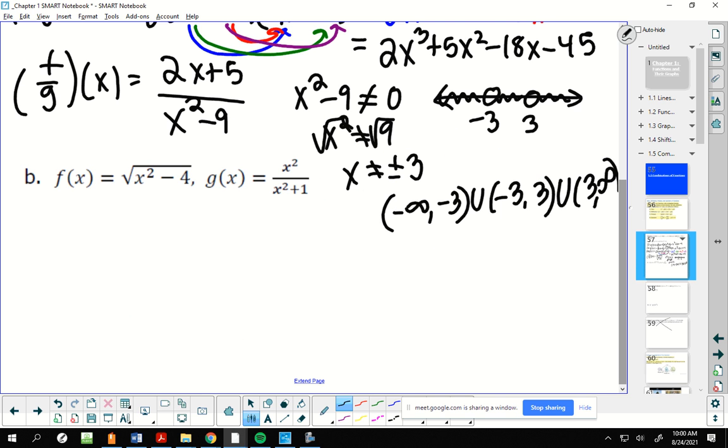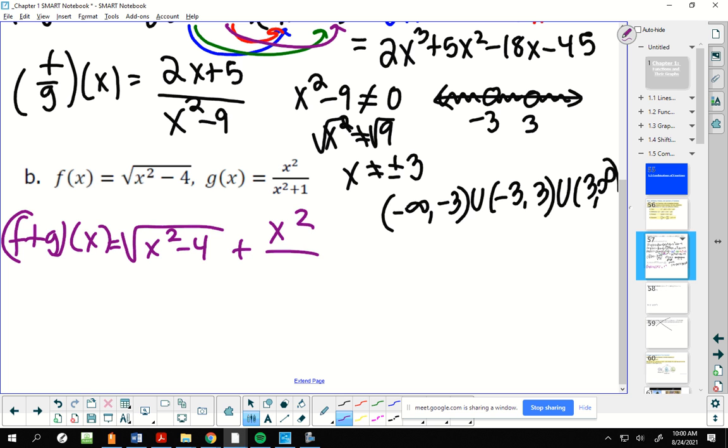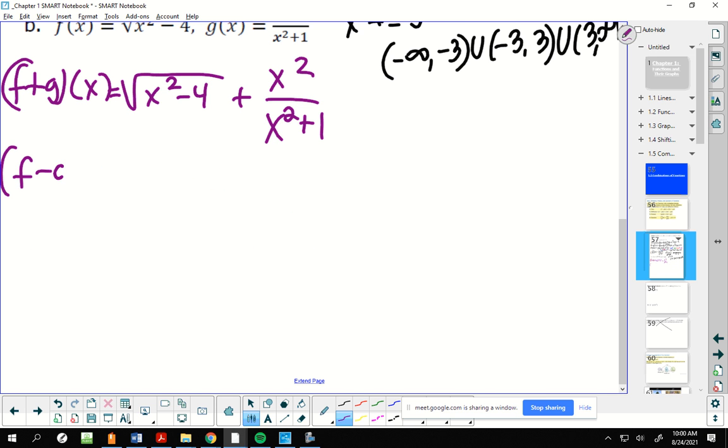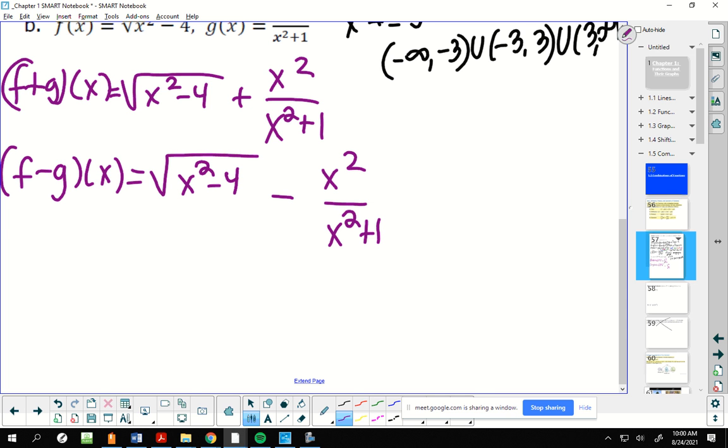B. All right, we're going to do the same thing. So f plus g is the square root of x squared minus 4 plus x squared over x squared plus 1. And we're just going to leave it like that. We don't have to actually add those. Same thing for subtraction. F minus g of x is the square root of x squared minus 4 minus x squared over x squared plus 1. We're just going to leave that one.